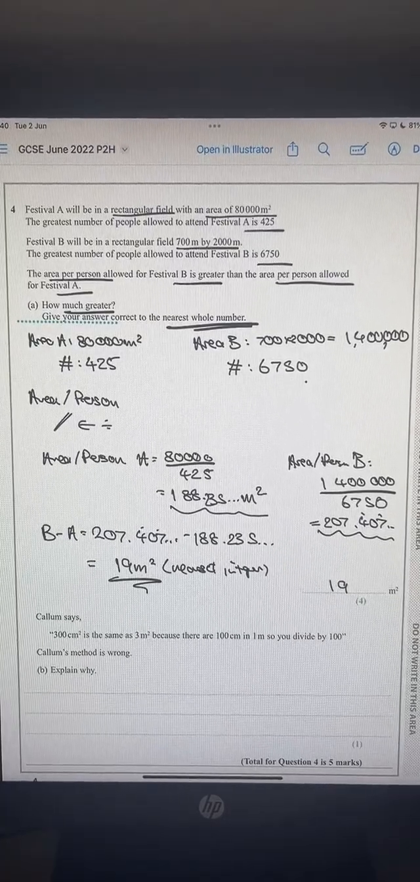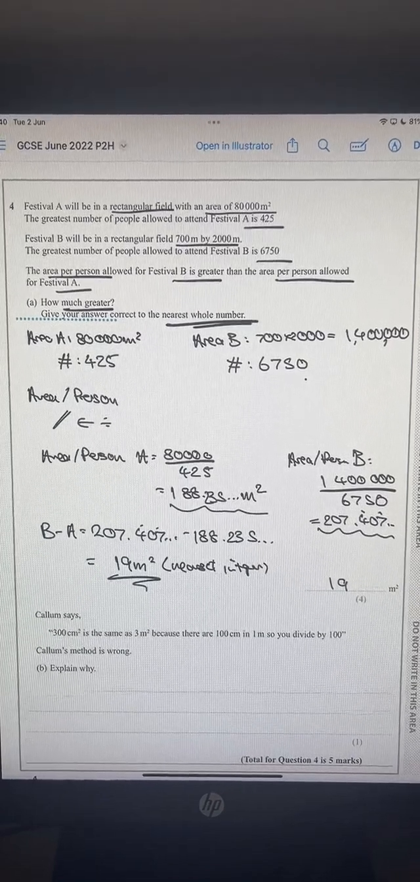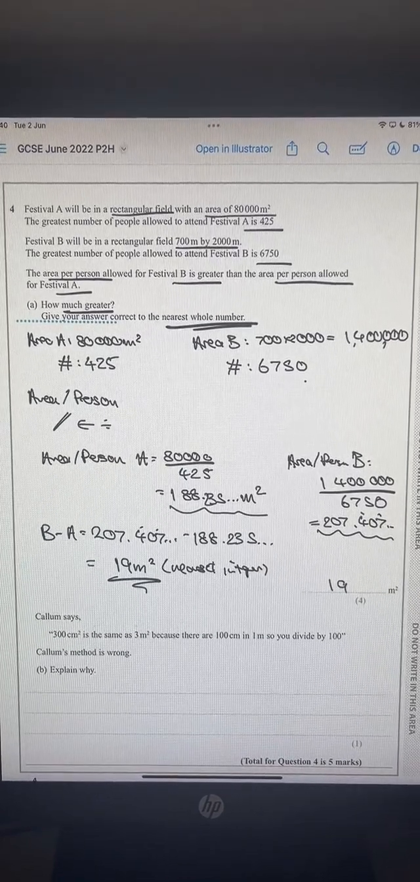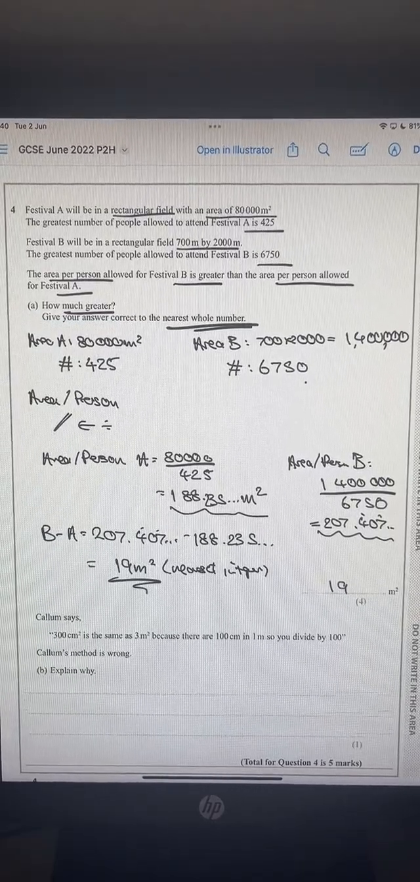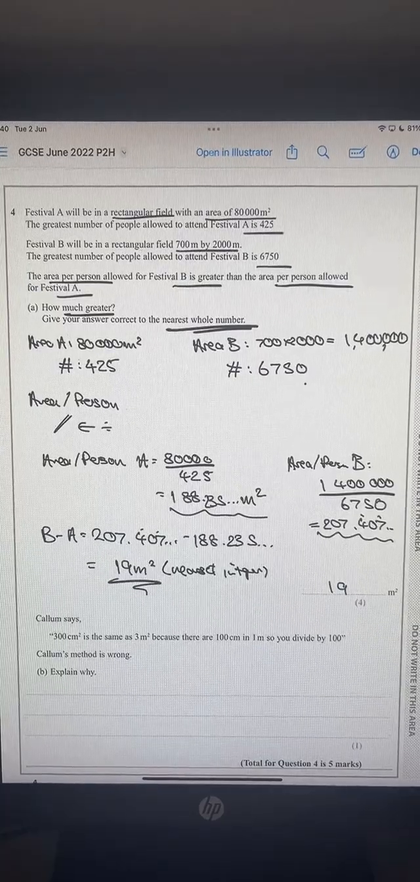Loci and constructions, if it's in the spec, revise it. Whatever's in the spec, revise that. This is only question 4. It's not bad. As you've seen, I've just written it down, and hopefully that made it a lot easier to understand.